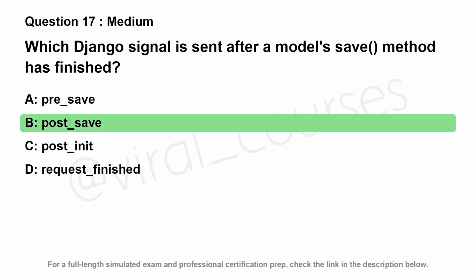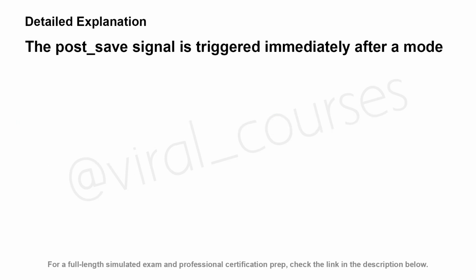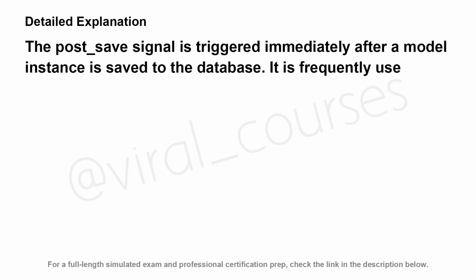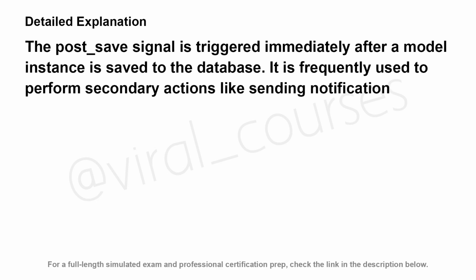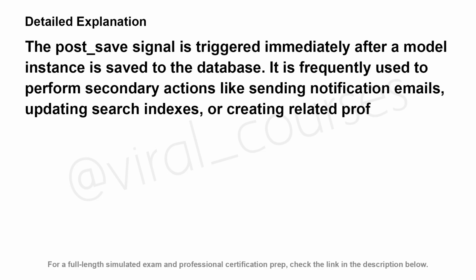The correct answer is B. The post_save signal is triggered immediately after a model instance is saved to the database. It is frequently used to perform secondary actions like sending notification emails, updating search indexes, or creating related profile objects for a new user.